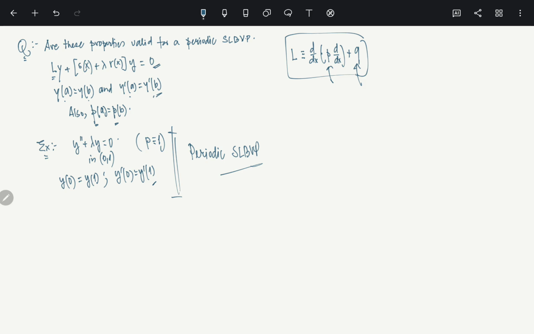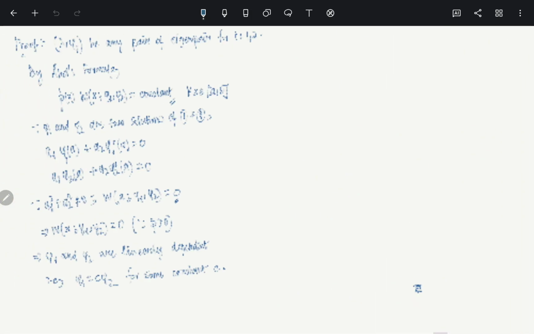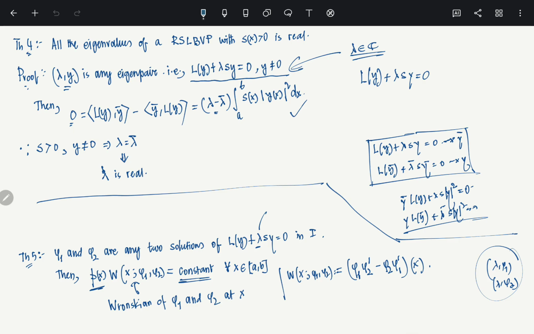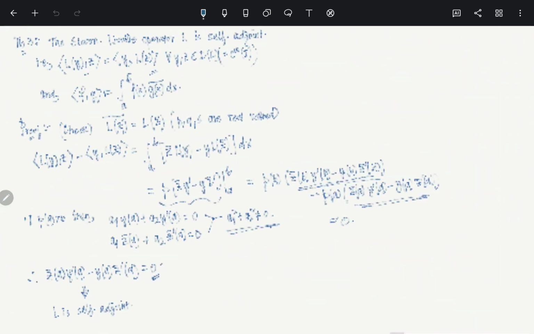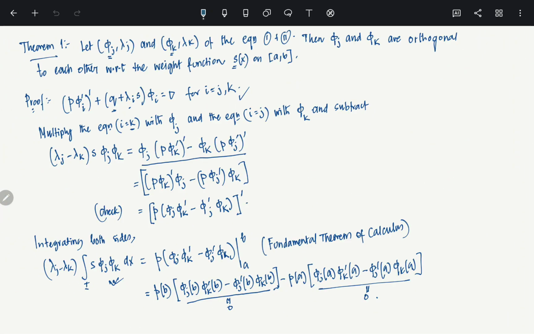Okay. So now the question is this: can we say similar things? We talked about the properties of eigenvalues. If you remember, the eigenfunction of a regular Sturm-Liouville problem is unique except for a constant factor. So basically, if there are two eigenfunctions phi1 and phi2, then phi1 has to be c times phi2, right? And then the eigenvalues have to be real. If you remember, we talked about this also. And then we talked about the property that phi1 and phi2 are orthogonal to each other with respect to the weight function s.